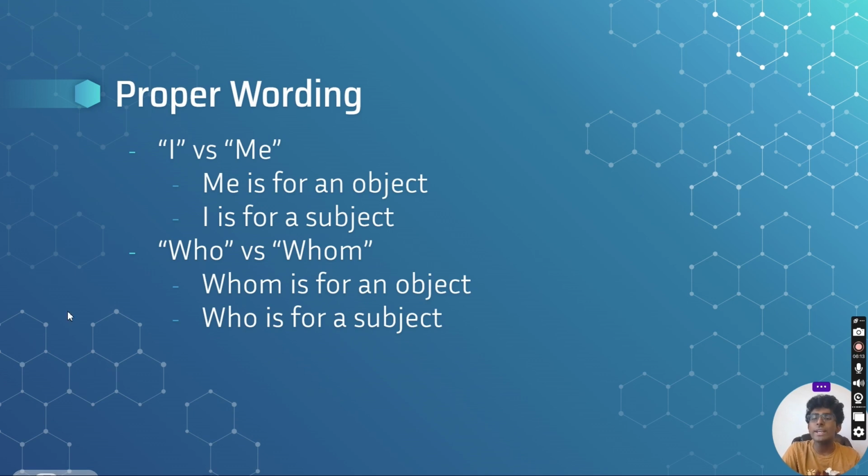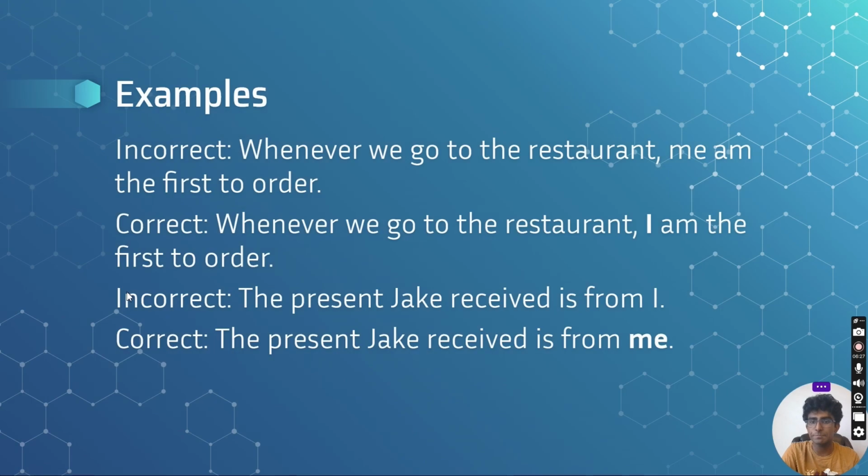All right, and then proper wording. So I versus me and who versus whom. These are very important. So you're using me for an object, right? I for a subject, whom for an object, and who for a subject. So we're going to go over that in the next slide. So for example, whenever we go to the restaurant, me am the first to order. So we're using I versus me, and we're in a subject situation. So we don't want to use me, we want to use I.